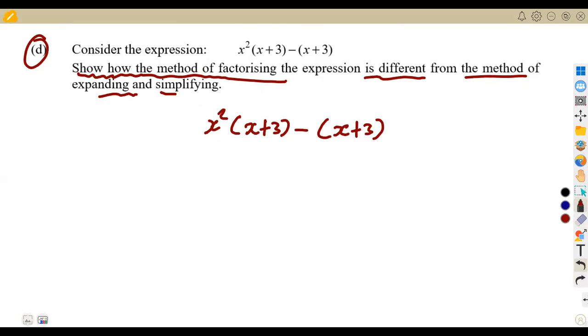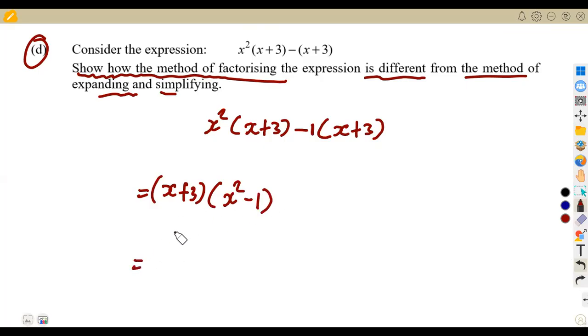If I am to factorize this directly, I can see that there's x plus 3, there's x plus 3 there. So I can factor out the common term directly, which means I'm going to have x plus 3, which is the common bracket. I factor it here. I remain with x squared. Here, I'm going to factor out x plus 3, meaning to say I'm going to remain with negative. There's a negative 1. There's a number there, which is 1. So I'm going to remain with negative 1.